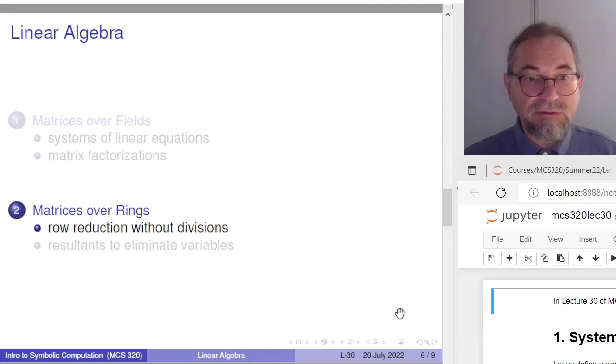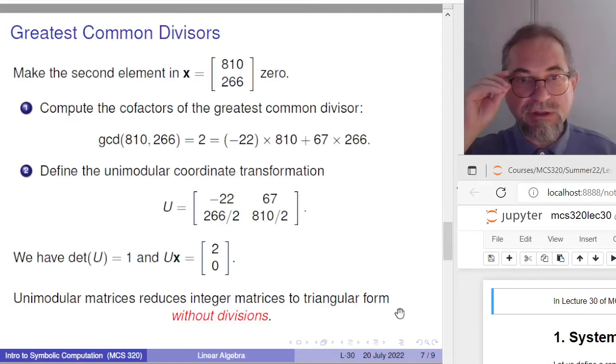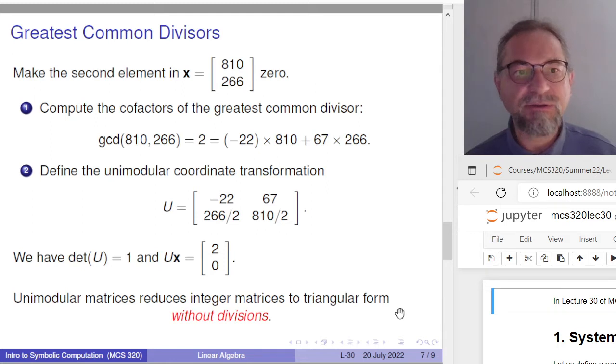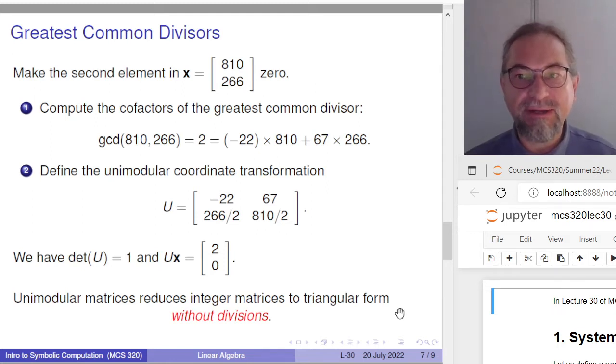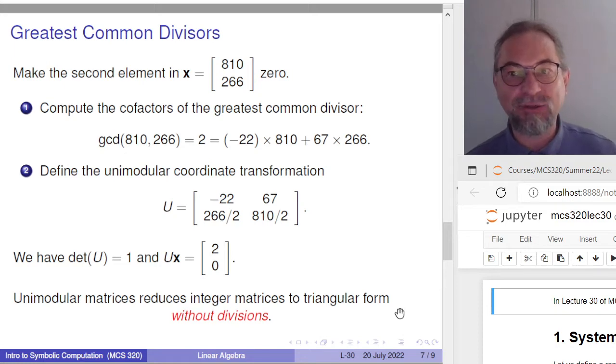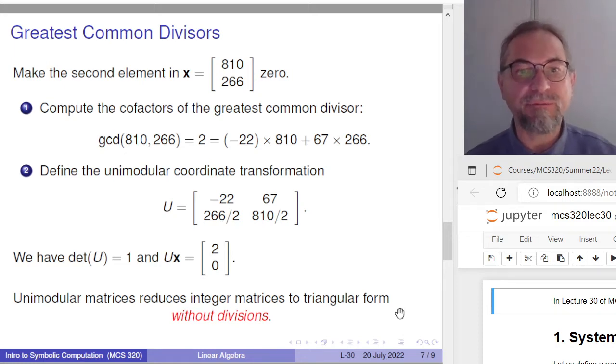Okay, so fields where the division works. In a ring, such as working with integers, if you start dividing them, you end up with rational numbers, which may be perfectly fine, but sometimes we don't want this. We can bring a matrix into triangular form without divisions. And greatest common divisors are an important tool there. Here I will illustrate this with a very simple example.